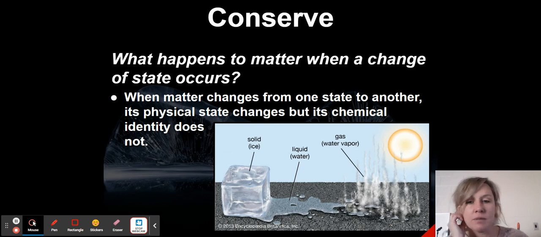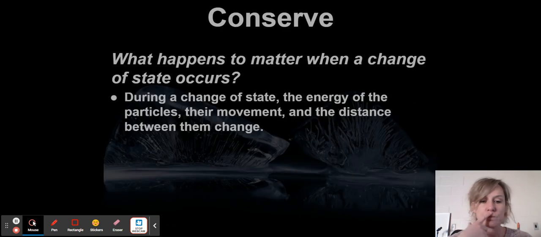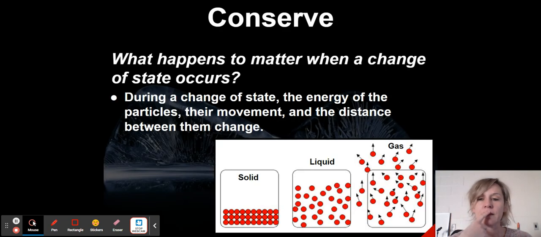All right, so again, this is what we've said before. When matter changes from one state to another, its physical state changes, but its identity does not. So water might go from being ice to liquid water to water vapor, but it's still H2O. It's not chemically different at all. All right. And then during a change of state, the energy of the particles, their movement, and the distance between them change. So again, look at the diagram.